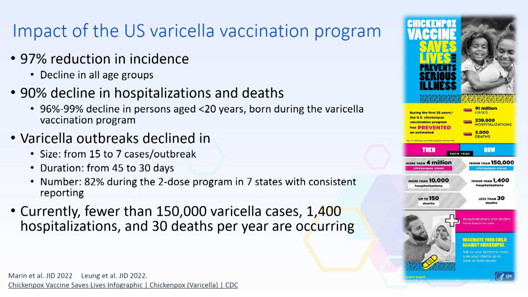Varicella outbreak size and duration have also declined. Size has declined from a median of 15 cases to a median of 7 cases per outbreak. Duration has declined from a median of 45 days to a median of 30 days. Consistent with the aim of the second dose introduction, the number of outbreaks declined 82% during the 2-dose program. Currently, fewer than 150,000 varicella cases, 1,400 hospitalizations, and 30 deaths per year are occurring.